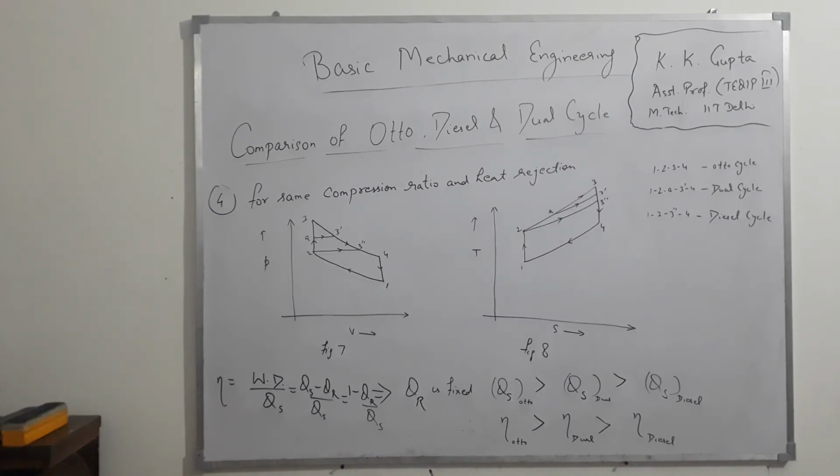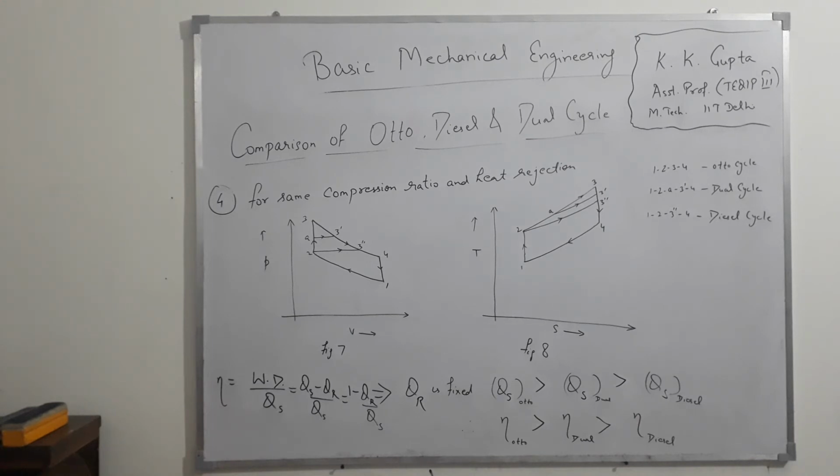Now the fourth parameter for comparison is, say, compression ratio is same and heat rejection is same for all the three cycles, and we have to compare the efficiencies for these three cycles. Figure 7 is showing pressure volume diagram. Figure 8 is showing temperature entropy diagram for the given conditions. 1, 2, 3, 4 is Otto cycle. 1, 2, A, 3, 4 is dual cycle. 1, 2, 3 double dash, 4 is diesel cycle.